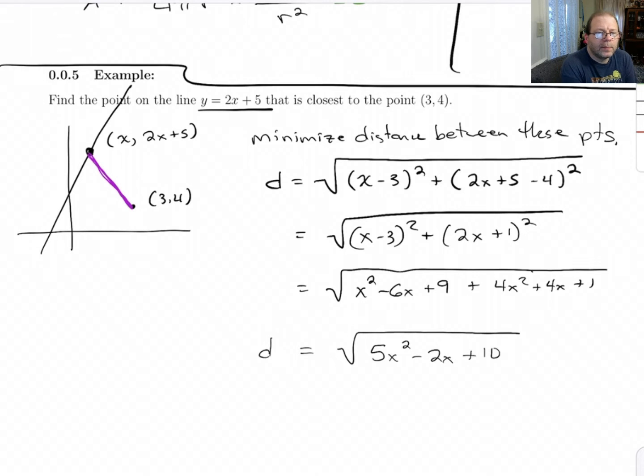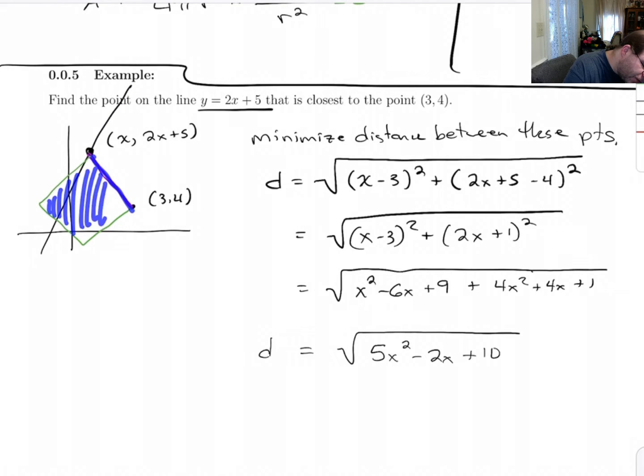All right, now I could go plow through here and take the derivative of this and set it equal to 0. There's nothing wrong with that, but there's an easier way to do this. We want to minimize this length. Instead of minimizing the length of this purple line, I could draw a square. Let me just say what's going on here. This is a movable point. We can move it along the line, and we want to move it until the length of that purple line is smallest. Well, if the length of the purple line is smallest, so is the area of this square.